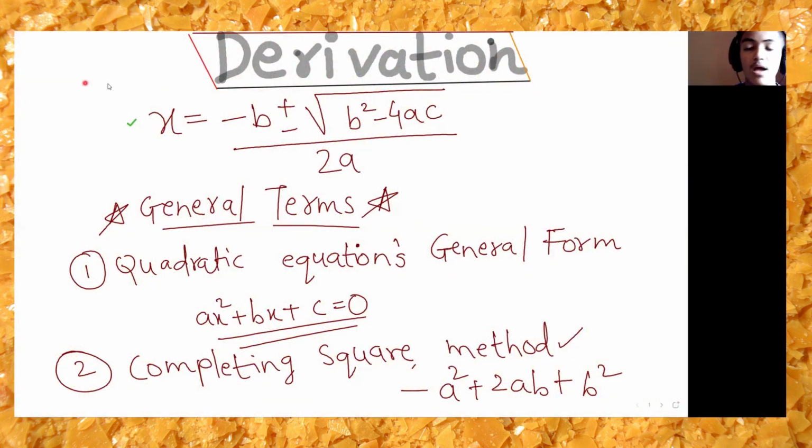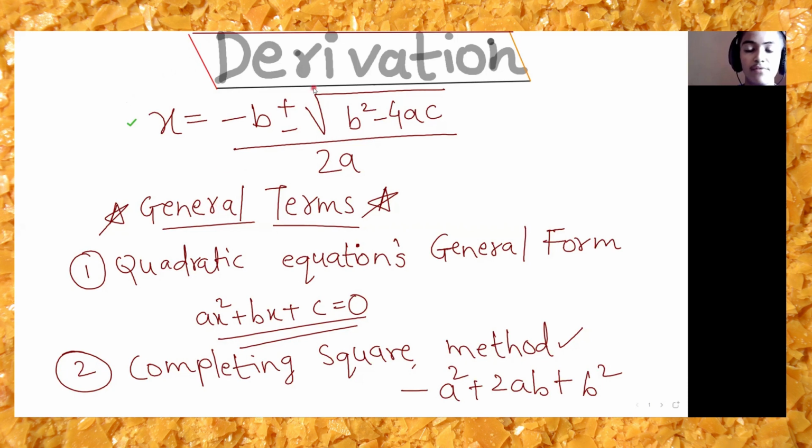Hello everyone, I am Om, and today we will derive the formula of quadratic equation, that is x is equal to minus b plus or minus under root of b square minus 4ac by 2a. So this is our formula to find the zeros, and today we will derive this formula. This is a very easy process. So now we will start.